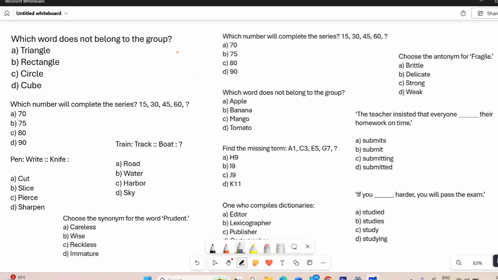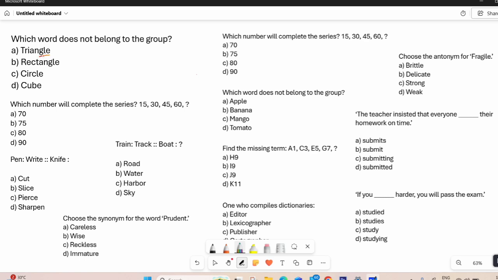Today we're going to see the TCS MCQ questions in the topic of quantitative aptitude as well as verbal reasoning. So the first question: which word does not belong to the group? Option A triangle, option B rectangle, option C circle, option D cube.